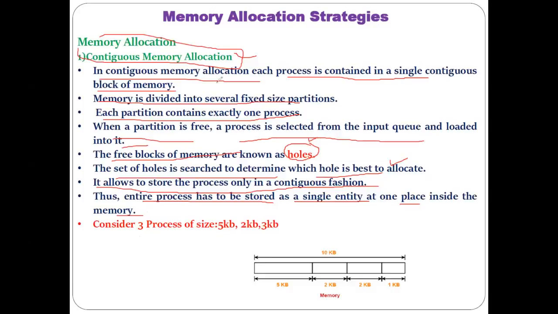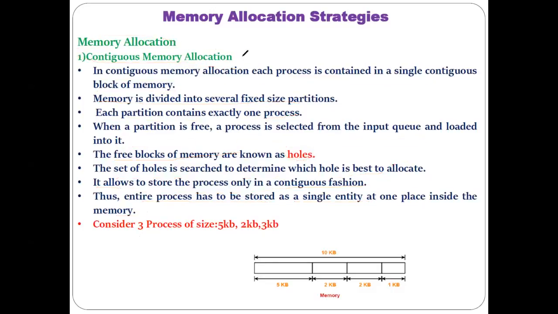Some important characteristics of contiguous memory allocation: each process is allocated in a single block of memory. That is the first characteristic. Each process will get exactly one single contiguous block of memory. The second characteristic is that the memory is divided into fixed size partitions. This memory is pre-divided, meaning before the memory allocation starts.